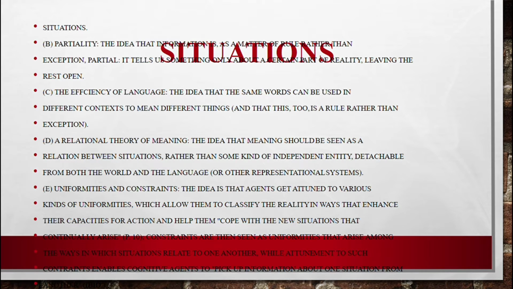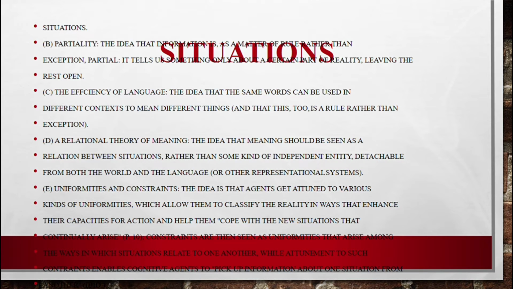C. Efficiency of language, the idea that the same word can be used in different contexts to mean different things, and that this too is a rule rather than an exception. D. A relational theory of meaning, the idea that meaning should be seen as a relation between situations rather than some kind of independent entity detectable from both the word and the language or other representation system.